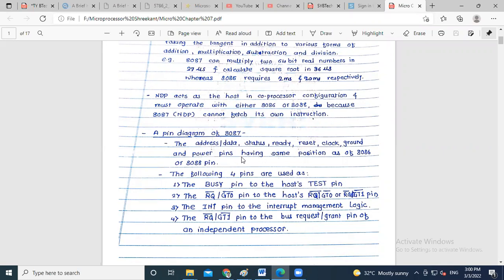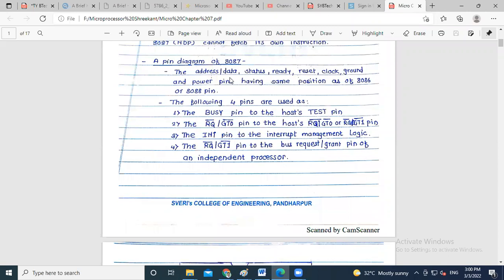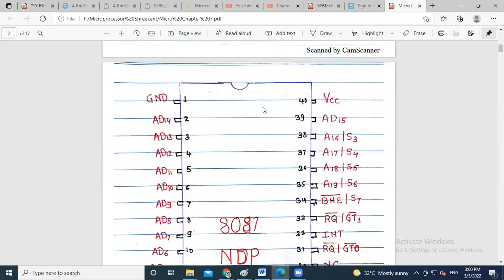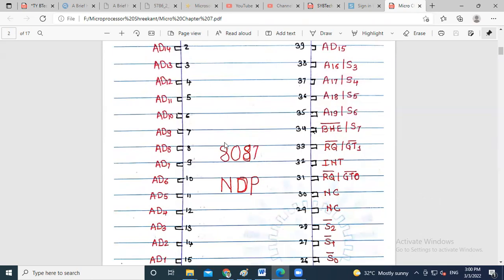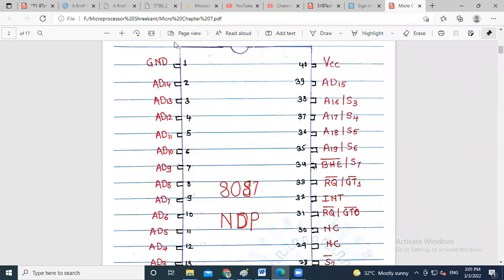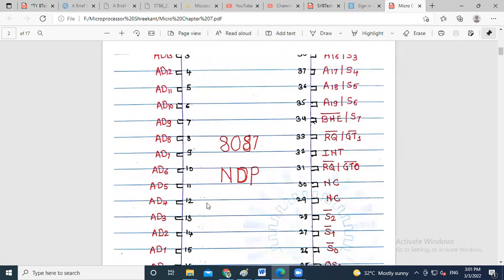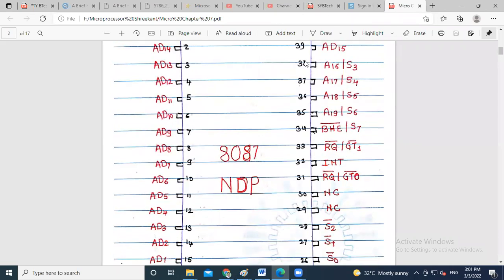Okay, now we will see the pin diagram of the 8087 pin configuration. So this is the pin configuration of the 8087. Pin number 1 is used for ground, and pin number 40 is used for power supply, that is VCC. The remaining address lines are AD0 to AD14, and here AD15 is there. So pin numbers 1 to 16 and pin number 39 are used for all 16 address lines AD0 to AD15.